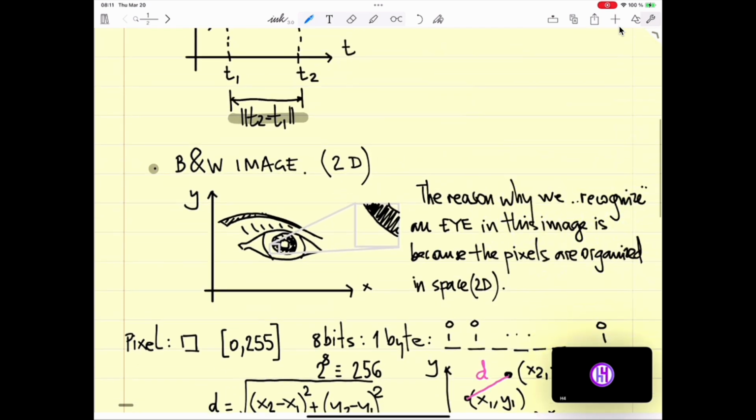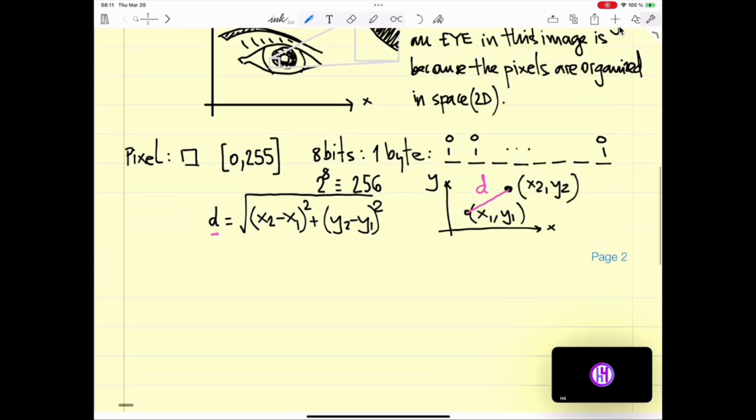I guess we can say grayscale, not only black and white. Okay, it's grayscale. Black and white would be only 1 and 0. All right.